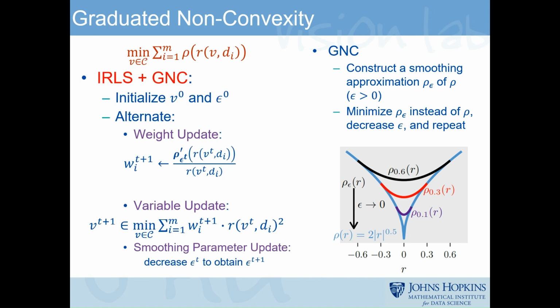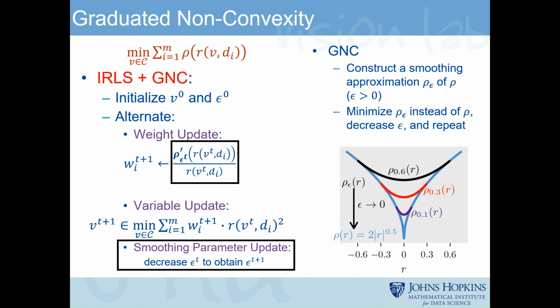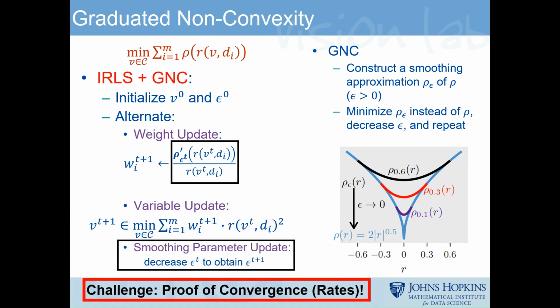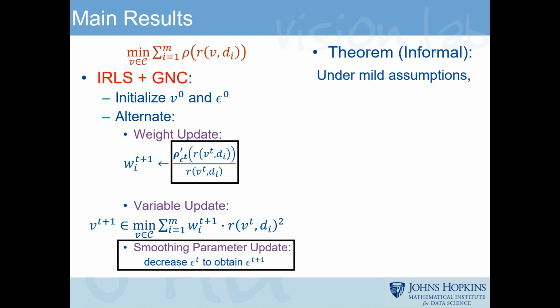To integrate this GNC idea into IRLS, we write down the following algorithm. It has two major changes, denoted in the box. First of all, in the weight update, we do not take the derivative of rho, but we take the derivative of rho epsilon t. Epsilon t here we call a smoothing parameter, and we will decrease it at each iteration. Of course, the algorithm is becoming more complicated. The challenge remains, which is to prove the convergence of this combination. And this is the main contribution of our paper.